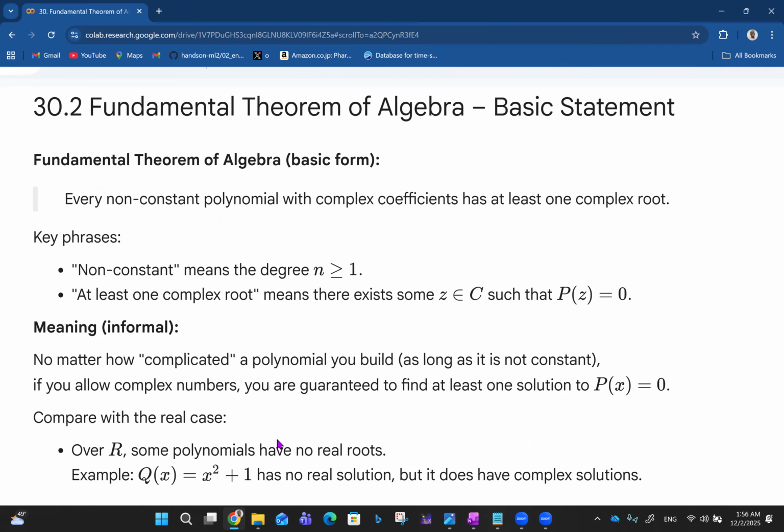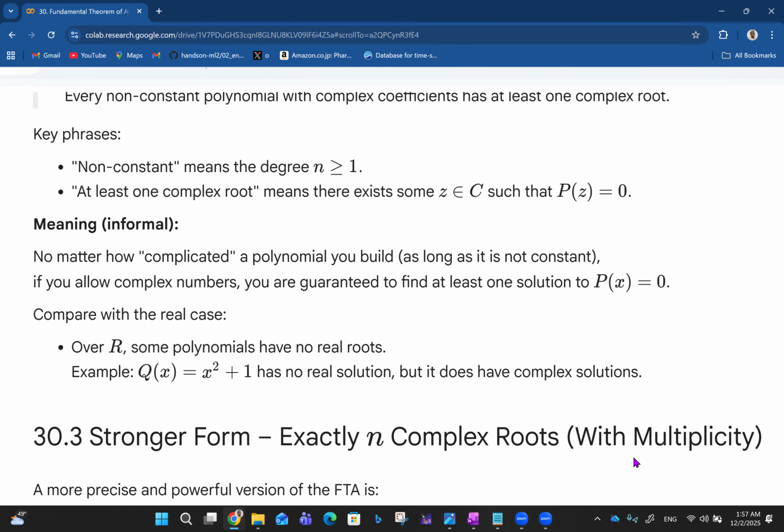You can compare with the real case. Over R, some polynomials have no real roots. So, for instance, if you have Q of x equals x squared plus 1, it has no real solution, but it does have complex solutions. And the complex solutions, like we learned in the previous video, always come in pairs, right?